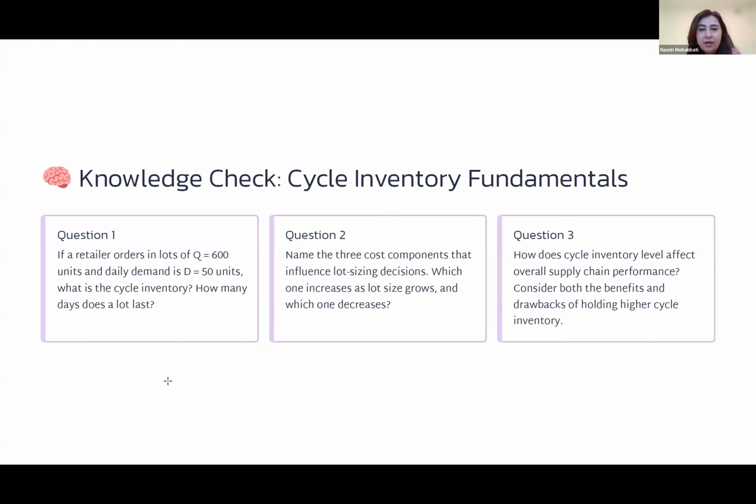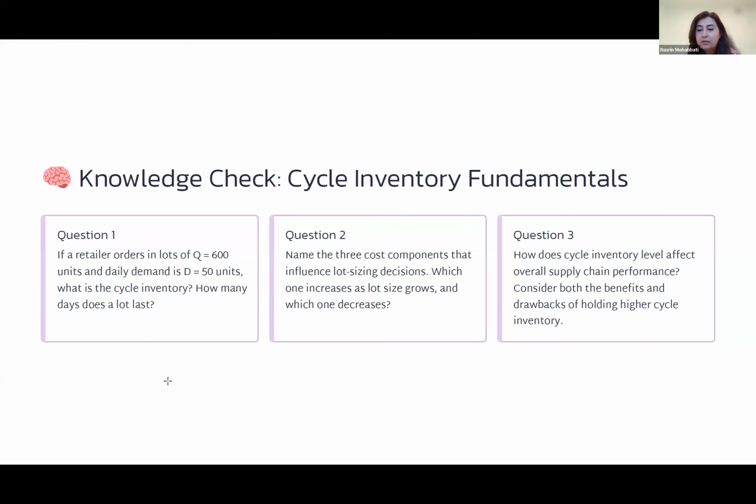Question two, name the three cost components influencing the lot sizing decision and what happens. Which one increases as lot size grows and which one decreases? We talked about economies of scale and also other related costs. Think about them. And then the last question, how does cycle inventory level affect overall supply chain performance?